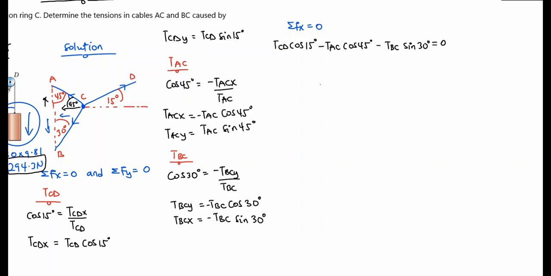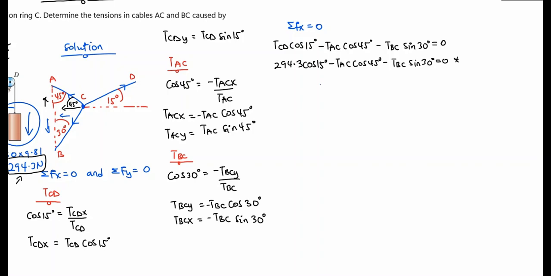We know the value of TCD, which is 294.3, right? So you're going to have 294.3 cosine of 15 degrees here, right? And then minus TAC cosine of 45 degrees, minus TBC sine of 30 degrees. This should be equal to 0. So let's make this our equation star.